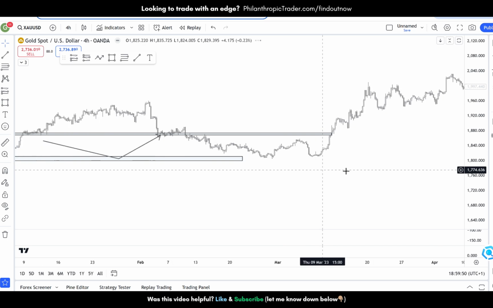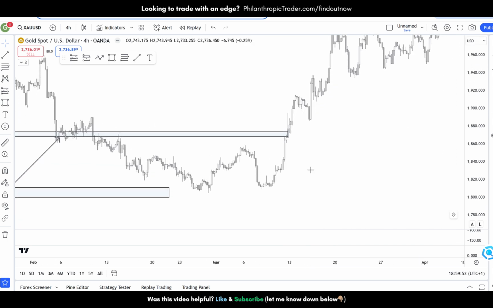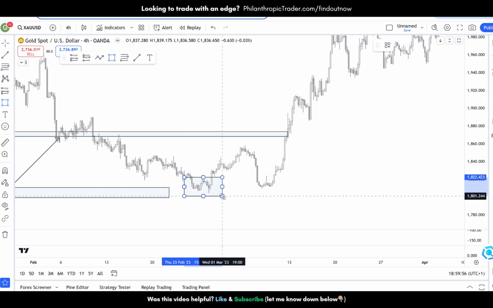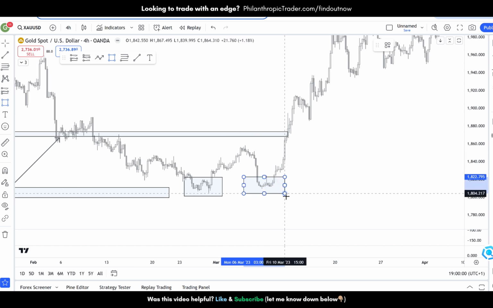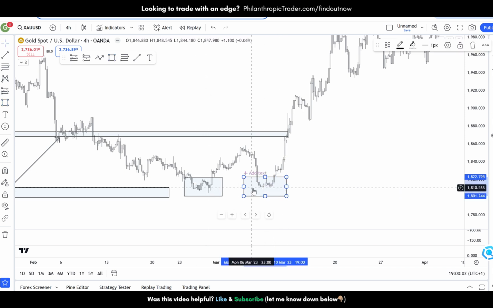Over here we have a double bottom as well. So this is one bottom, and this is another bottom. So we have two bottoms. The double bottom, again, it couldn't get lower than this. It couldn't get lower than this. So it respects this, and we see that price goes to the upside. So this is a double bottom.